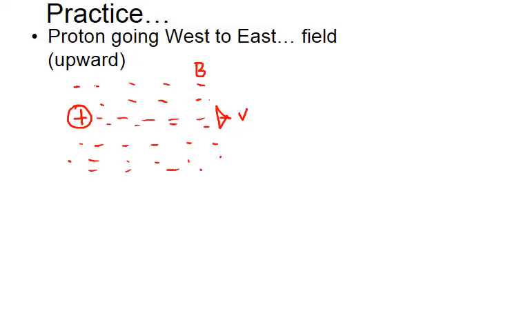All right, so you should be pointing towards the right wall. Your middle finger is going towards the back wall, and your thumb should be pointing downwards, so the force would be down on a proton.